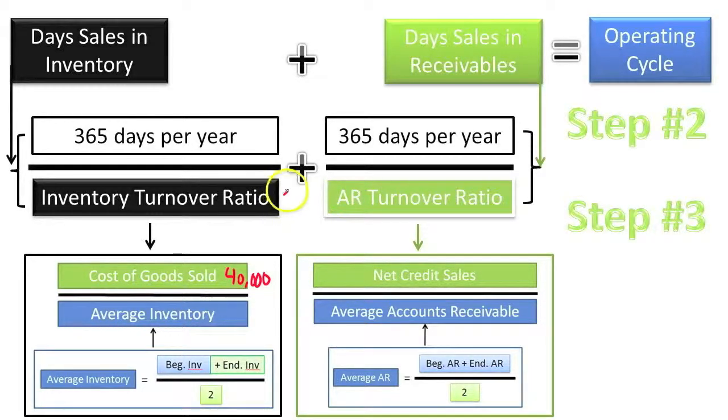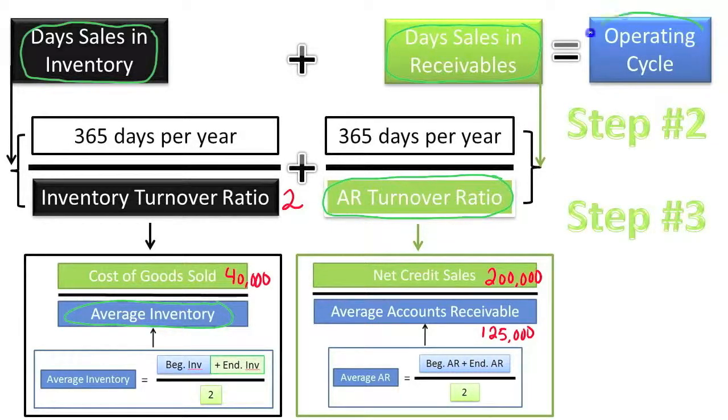Inventory turnover ratio, 2. Net credit sales, $200,000. Average accounts receivable, $125,000. With that information, we can then solve for certain unknown information using the math that appears within this diagram. The unknown information we've been asked to solve for is average inventory, days sales in inventory, AR turnover ratio, days sales in receivables, and finally, the operating cycle.